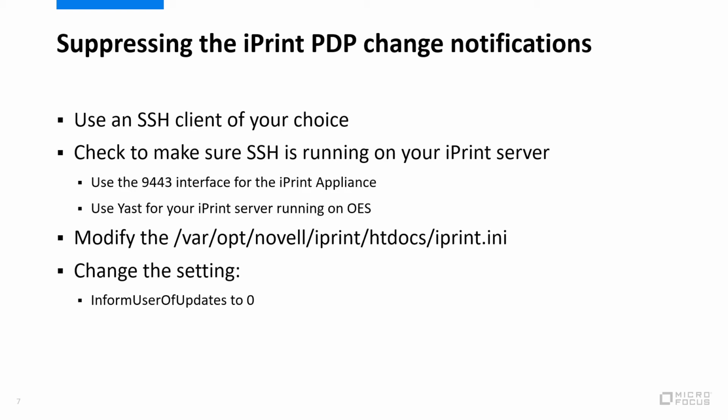Once we have our SSH client and we've enabled SSH on the appliance and or the OES server, we're going to locate the /var/opt/novell/iprint/htdocs/iprint.ini file. And the specific setting we're going to be changing is the inform user of updates.